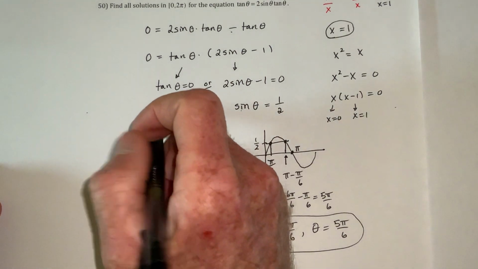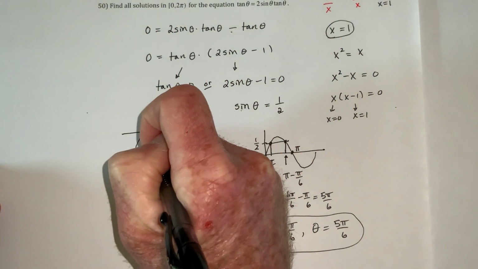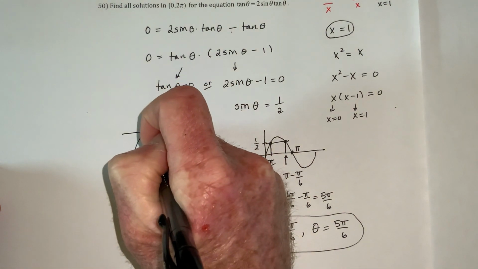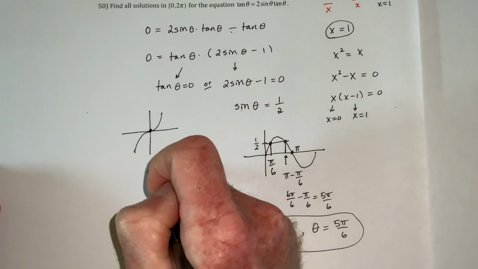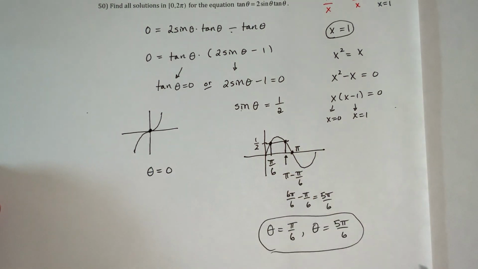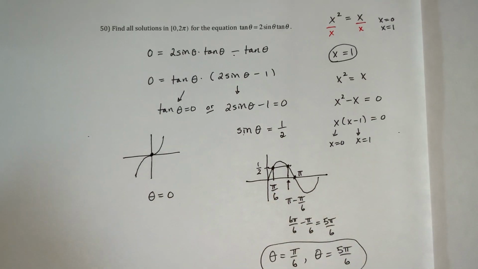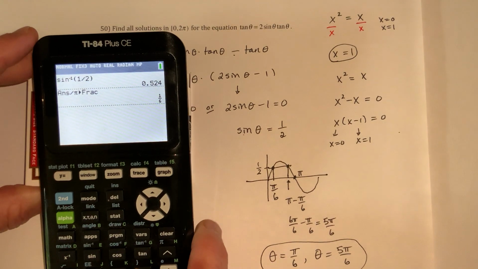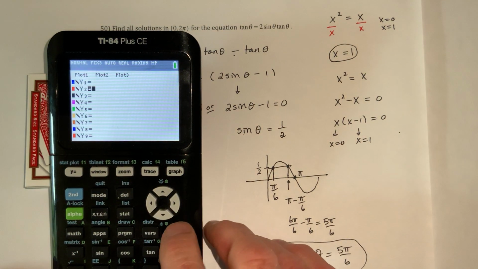Then for this one, when does tangent equal 0? So the graph of tangent looks like this. And tangent of 0 equals 0. So theta equals 0 is another answer. And then let's graph the original problem and see if we've got all of the answers, and make sure that we don't have any extra answers.